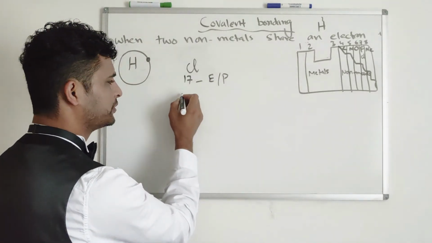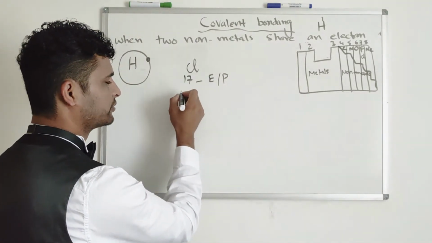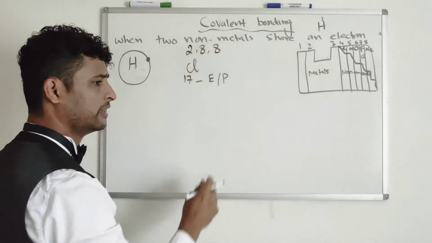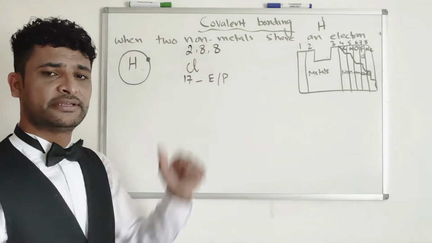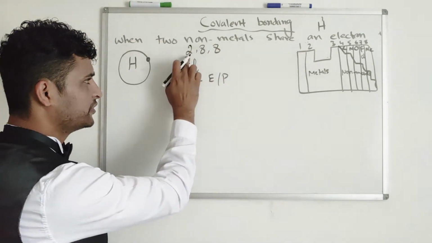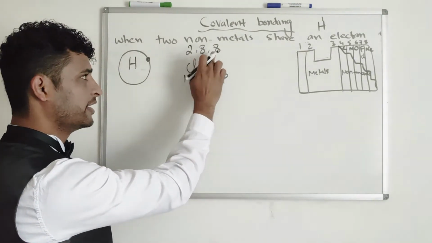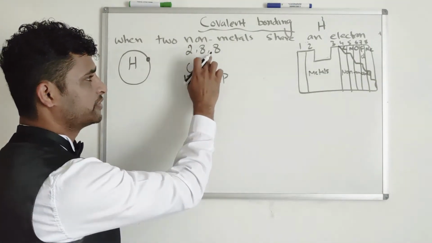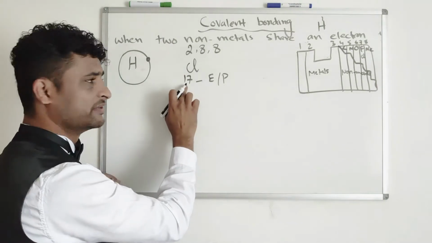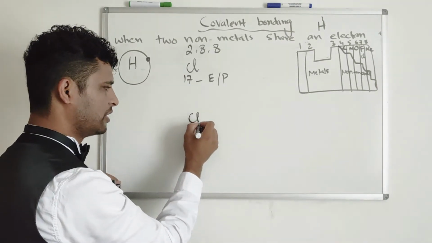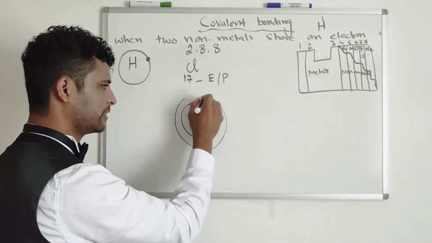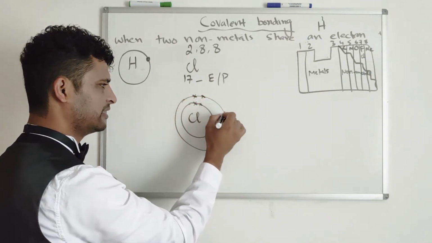Now, what you're going to do is write down the rule. For GCSE, 2, 8, 8 is the rule. So in the first shell you have 2 electrons, in the second 8, and the third is 8 as well. Then you follow this rule to complete the 17 electrons in chlorine. So you are going to draw like this. In the first one, 2 electrons. In the second one, 8 electrons.